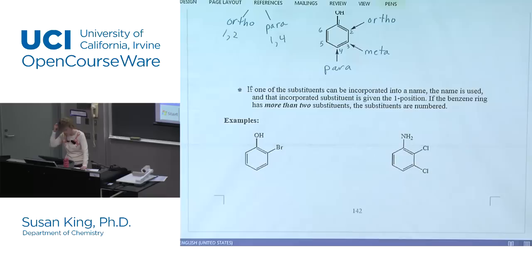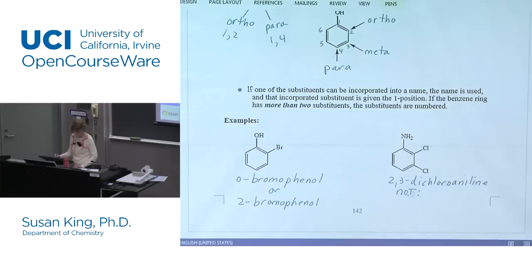So this one, for example, is ortho-bromophenol, or you can write it as 2-bromophenol. Both of those are acceptable names for that compound. The second one has three substituents, so we can't use ortho or para. This would be 2,3-dichloroaniline, not ortho-meta-dichloroaniline. So let's put a big X through that.